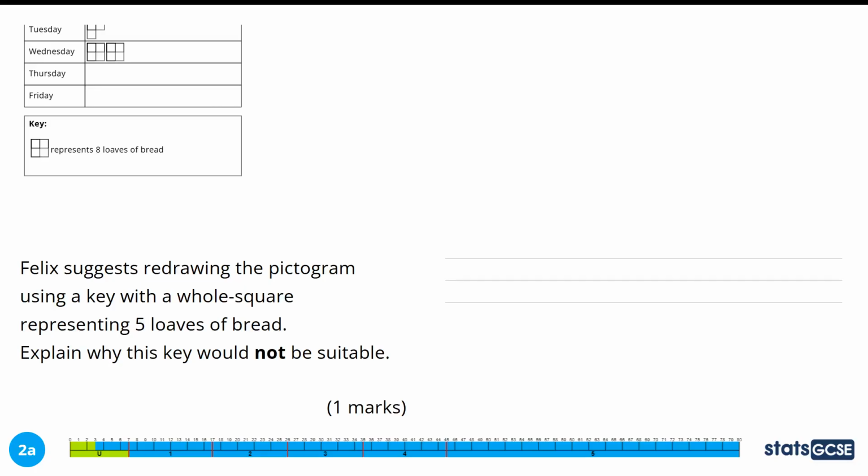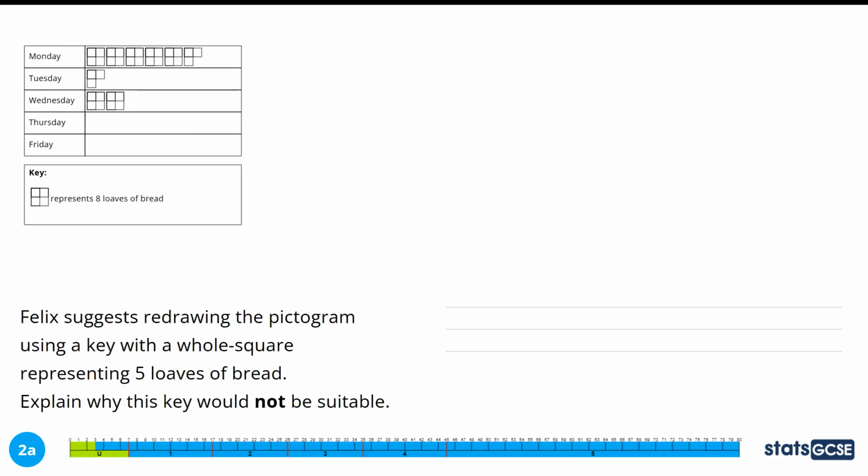Felix suggests redrawing the pictogram using a key with a whole square representing 5 loaves of bread. Explain why this key would not be suitable. Looking at our pictogram, we know that there were 6 loaves of bread sold on Tuesday. Now, if this big square here represented 5 loaves of bread, how would you show that 6 were sold on Tuesday? Well, the first 5 would be easy because it would be a whole square.